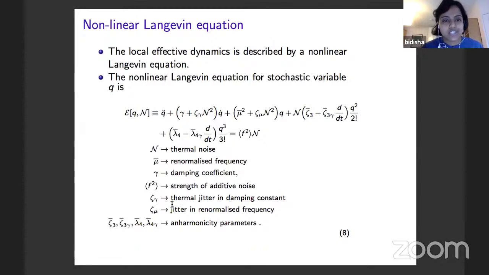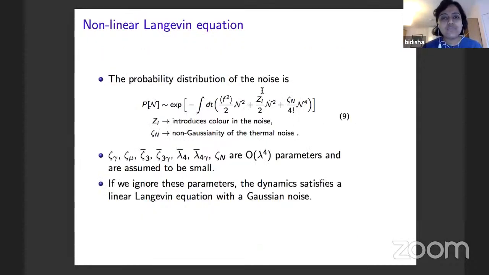But now there are correction terms like zeta gamma, which is the thermal jitter in the damping constant, and zeta mu, which is the jitter in the renormalized frequency. Then there are parameters in the Langevin equation which are anharmonicity parameters. In this case, the probability distribution of the noise is no longer Gaussian. It has a non-Gaussianity coming from the zeta n term, and zeta is some effect which introduces color in the noise. Notice that all these correction parameters are order lambda 4 parameters, and they are very small. So if you ignore these parameters, you get back the linear Langevin equation with a Gaussian noise.